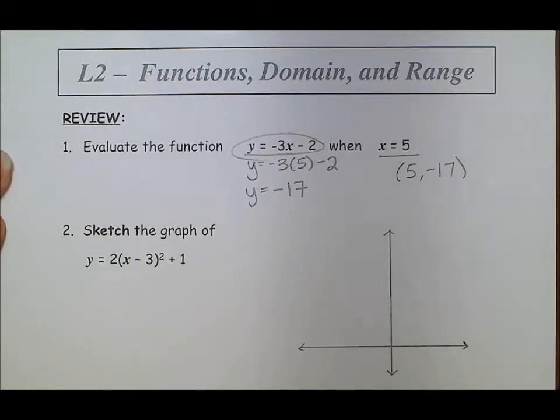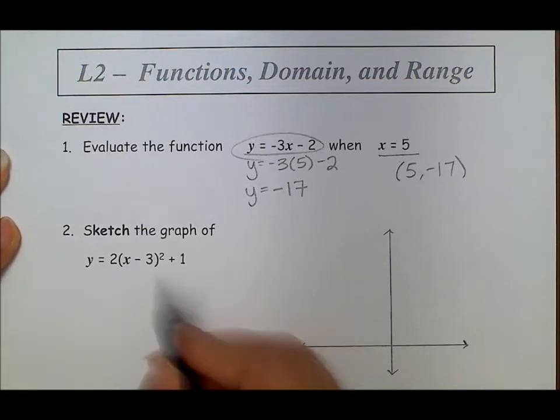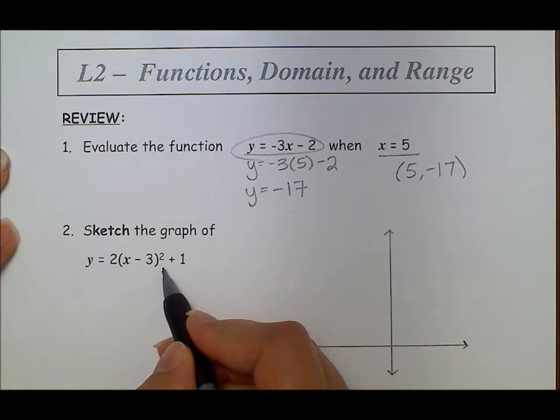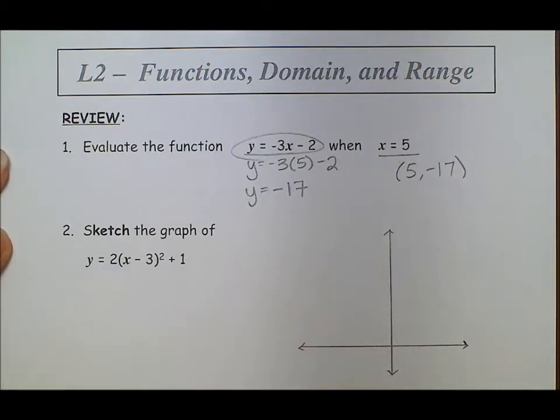Okay, second question just asks us to sketch the graph of y equals 2(x minus 3) squared plus 1. You'll notice that because there's an exponent of 2, this is a quadratic relation. So if I graph this, I need to know a few things. I'm just sketching the graph, so I don't need to use the step pattern. I just need to use the transformations to help me plot the vertex and then go from there.